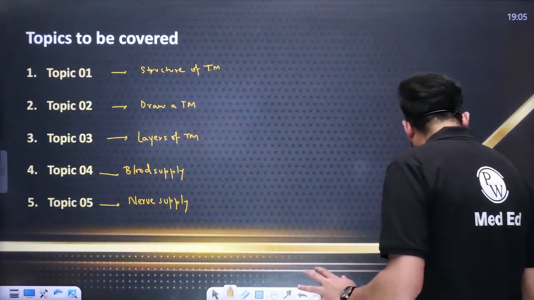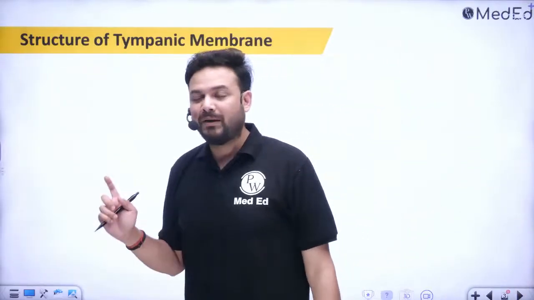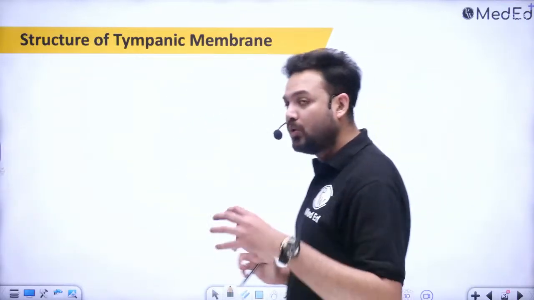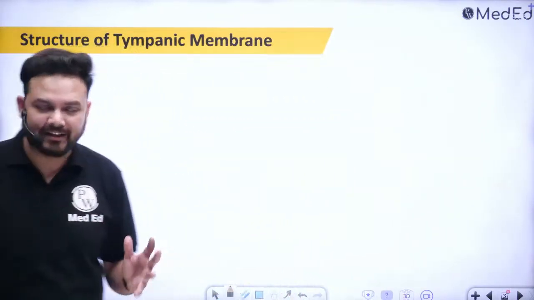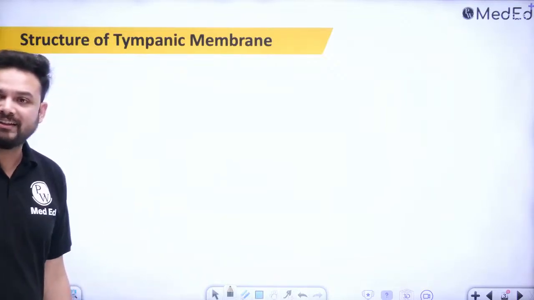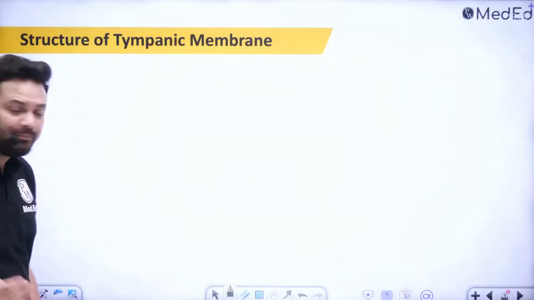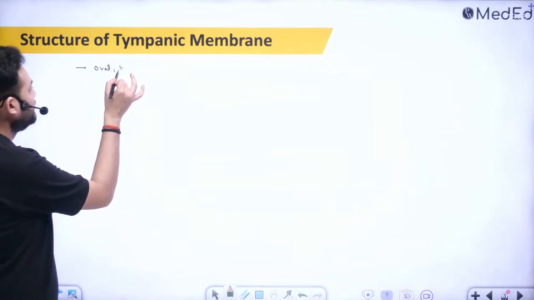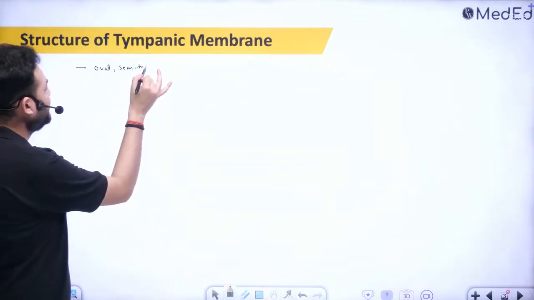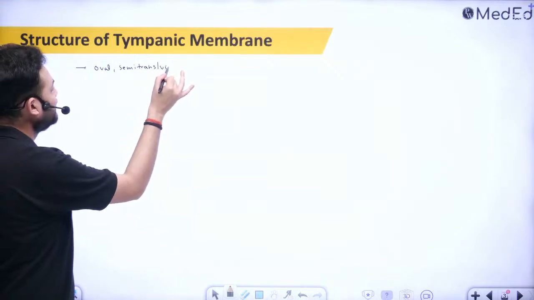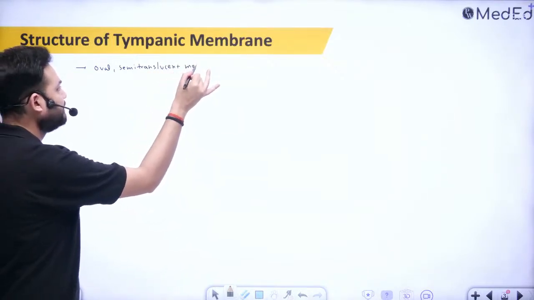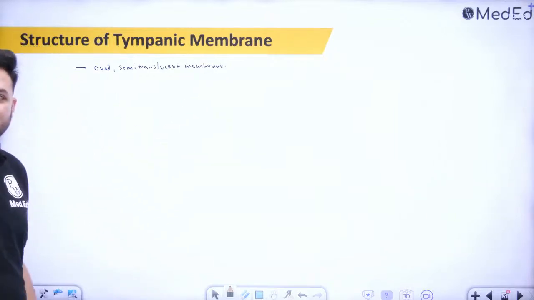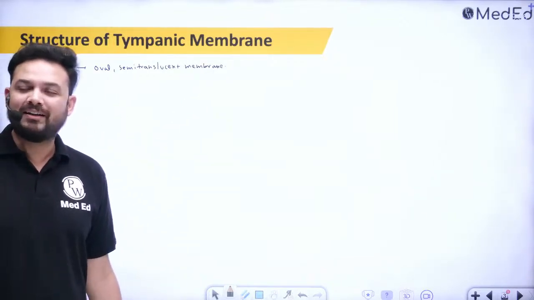Now, when we start the structure of tympanic membrane, we need to know that there are certain things which are important to know about it. Let's look at some general things. What is the first thing that we need to know about the tympanic membrane? First thing is that it is an oval, semi-translucent membrane. Okay, so it's oval and it's semi-translucent. We can say it is around grayish.